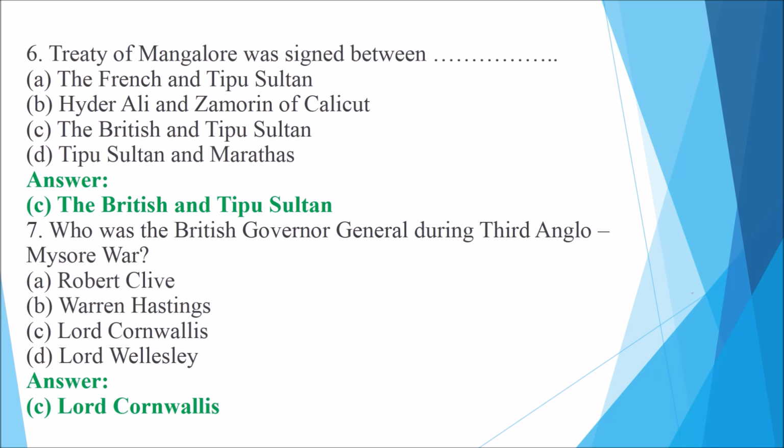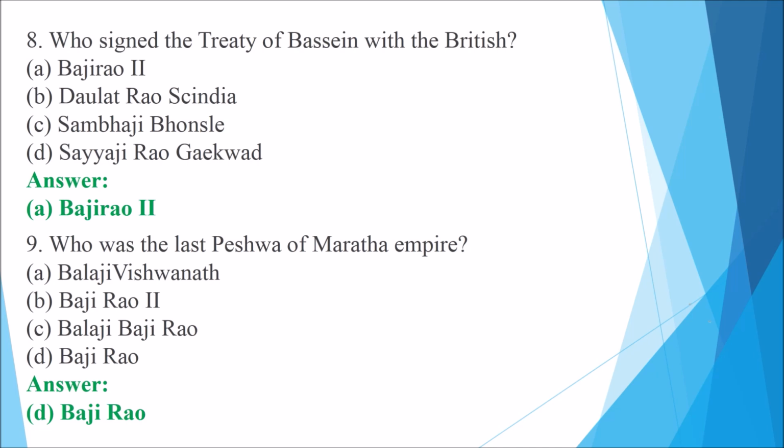Question number 7. Who was the British Governor General during Third Anglo-Mysore War? Option A, Robert Clive. Option B, Warren Hastings. Option C, Lord Cornwallis. Option D, Lord Wellesley. So the correct answer is option C, Lord Cornwallis.